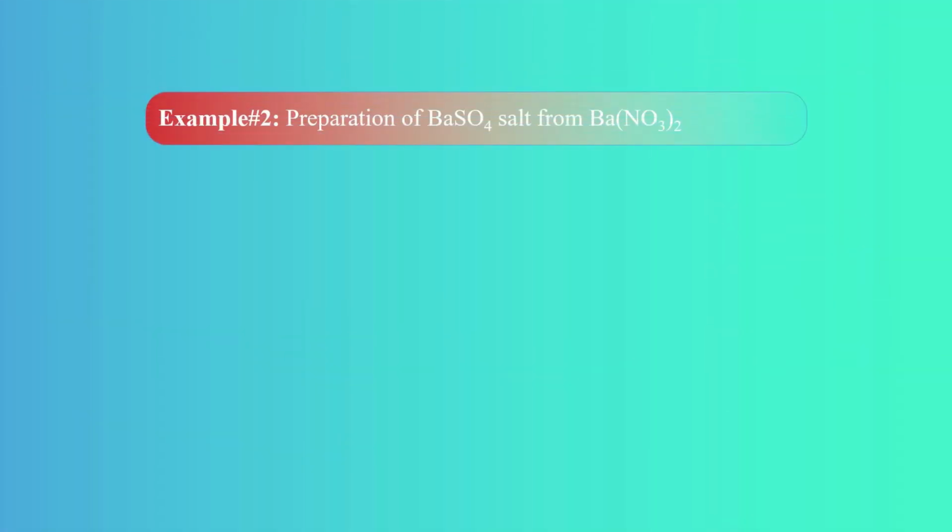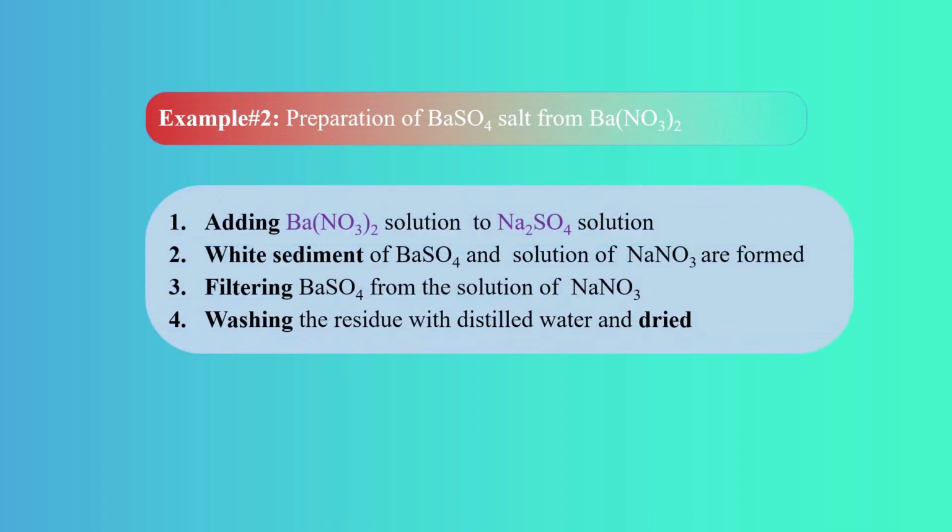Another exercise for you. Example 2. Preparation of barium sulphate, an insoluble salt, from barium nitrate. Just like example 1, you have to do it. After finishing, you can compare with my answer.